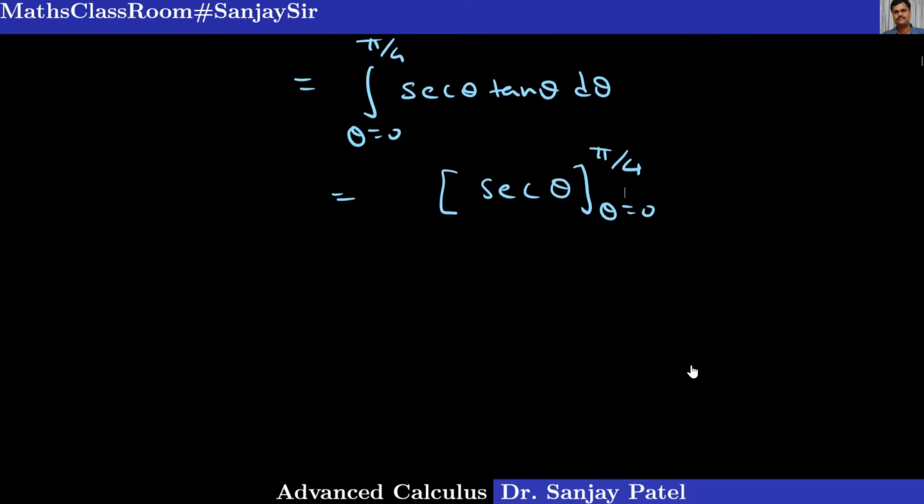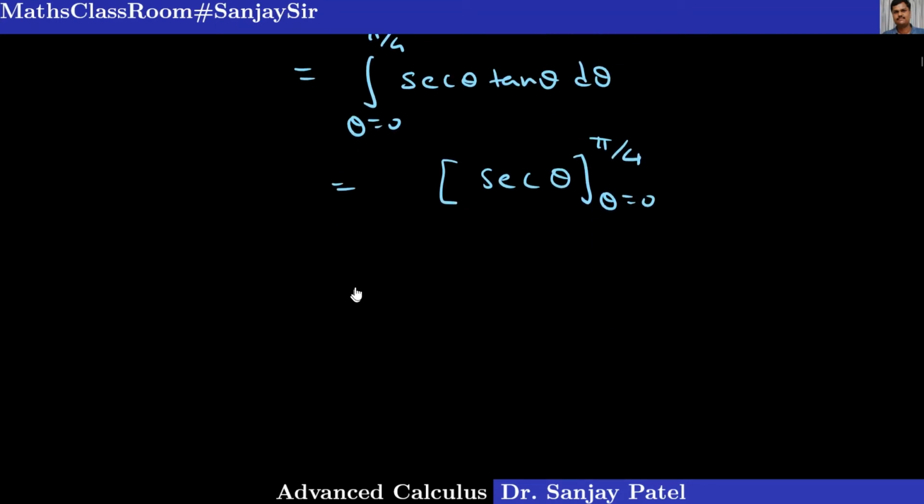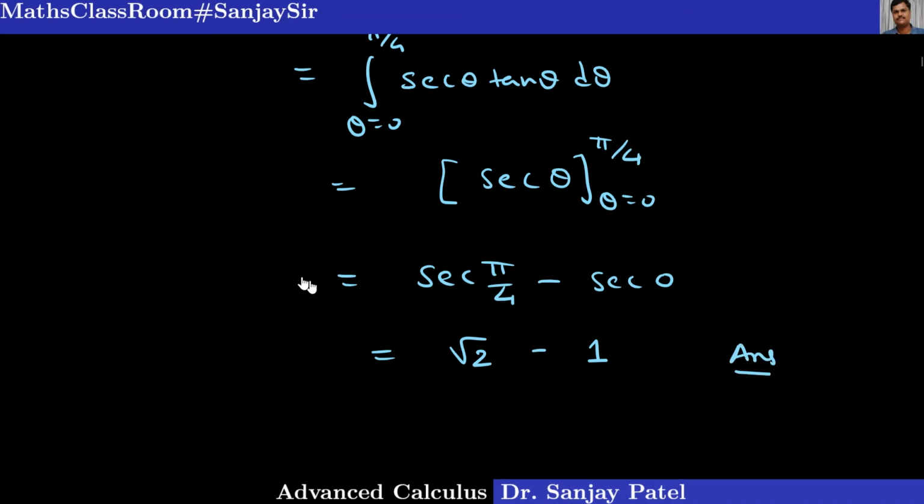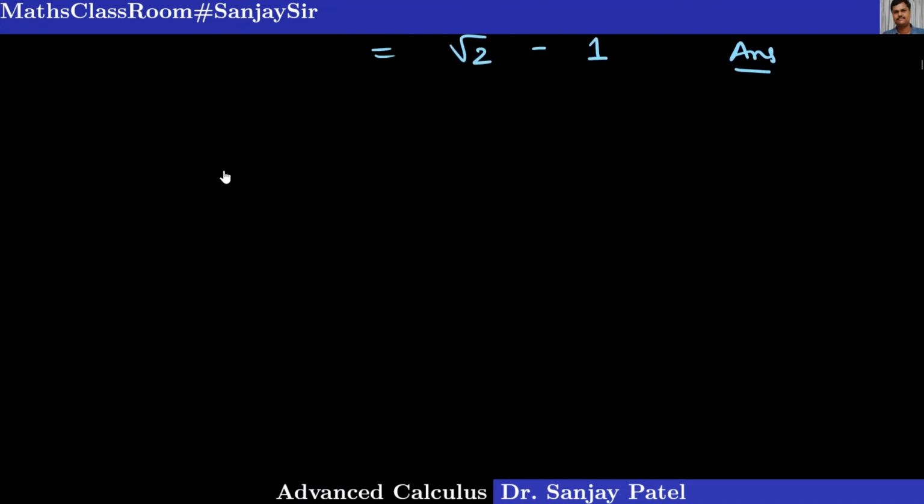Putting the values of the limits of integration, we get sec pi by 4 minus sec 0. What is sec pi by 4? It is root 2, because cos pi by 4 is 1 by root 2. So sec pi by 4 is root 2, sec 0 is 1. So the final answer is root 2 minus 1. So this is our required integral. Let me take some other interesting problem.